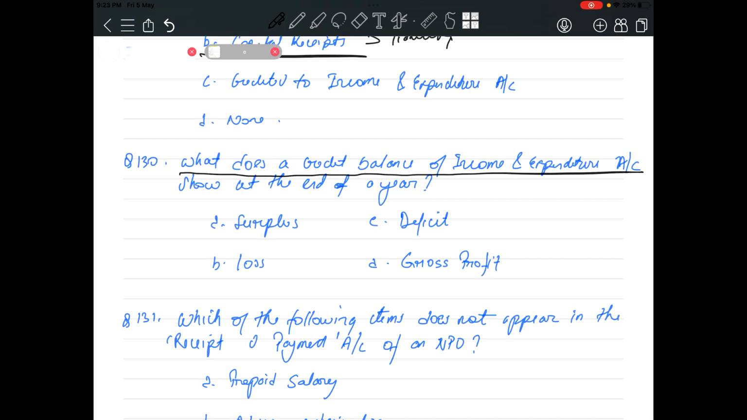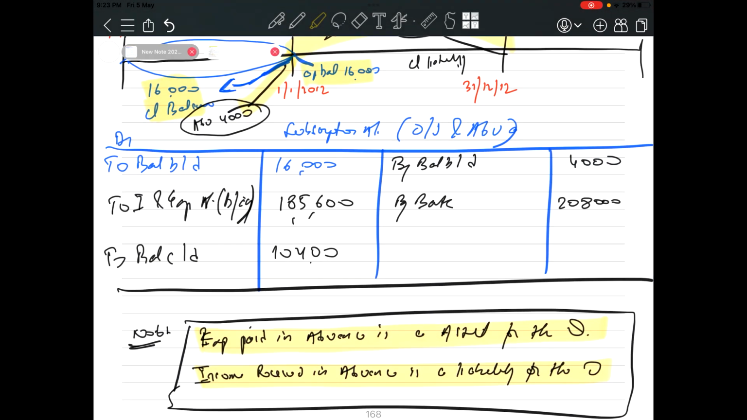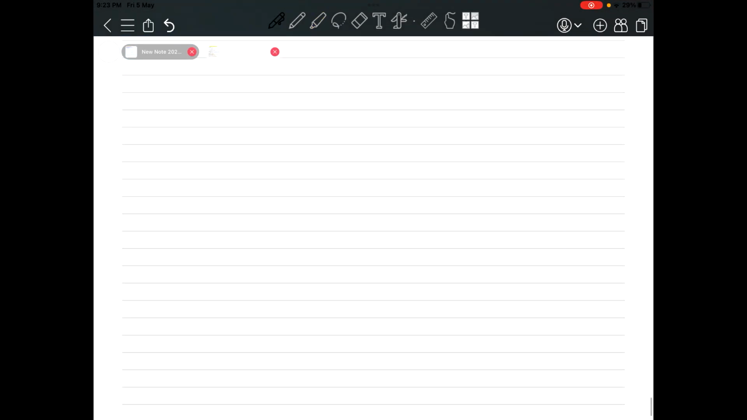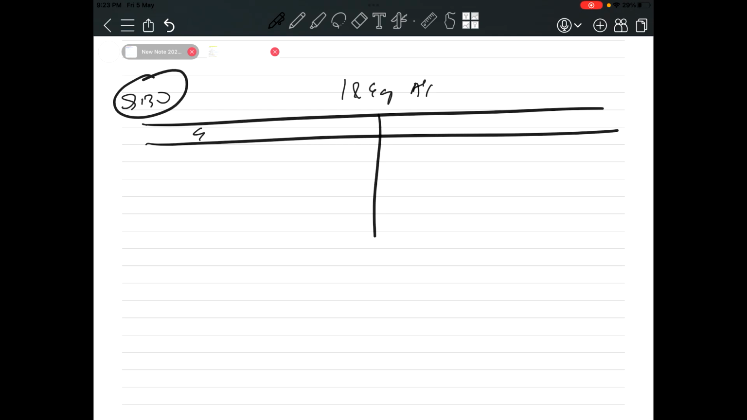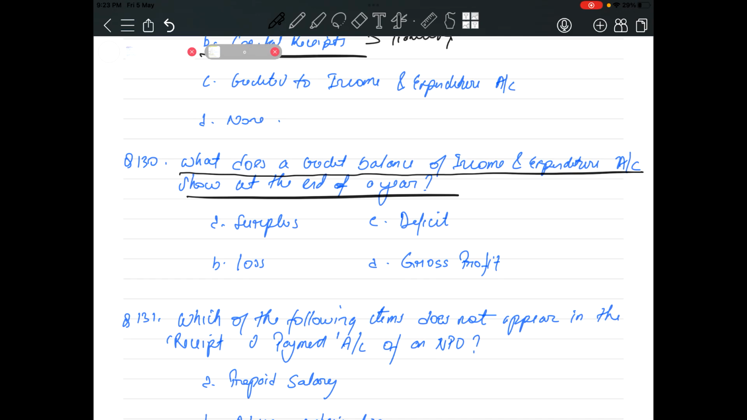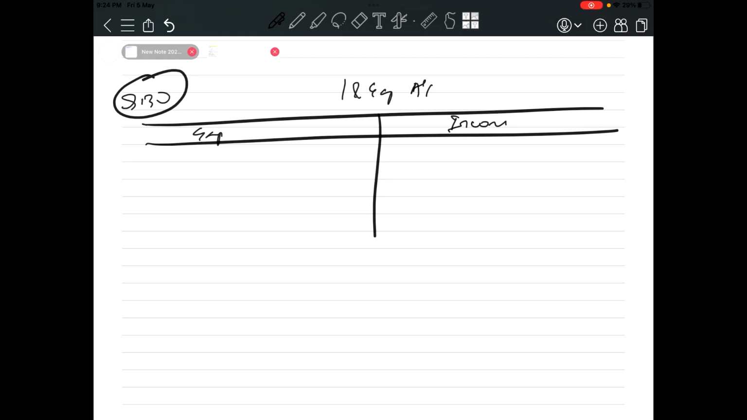What does a credit balance of income and expenditure account show at the end of the year? What do you mean by credit balance? See, this is your income and expenditure account. On the debit side you'll have expenditures and on the credit side you'll have income. What's the question saying? Credit balance means the income side is more.